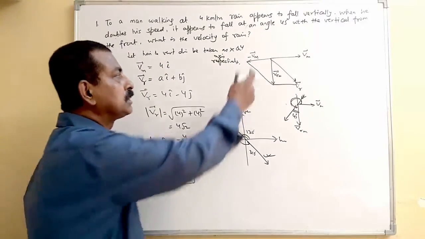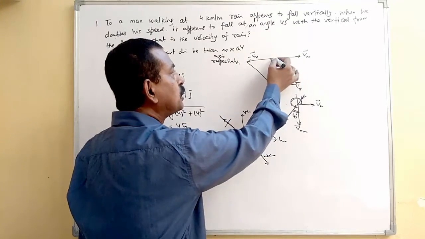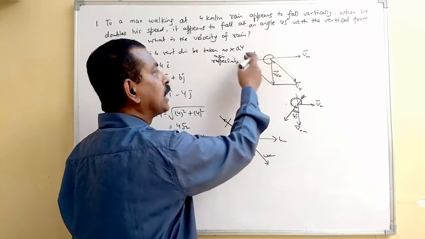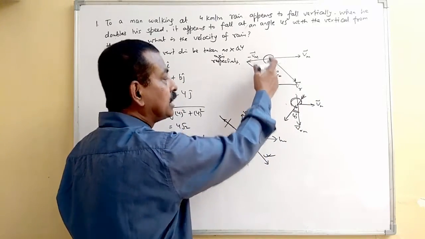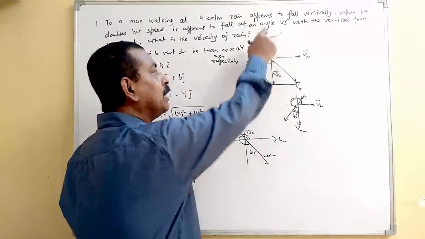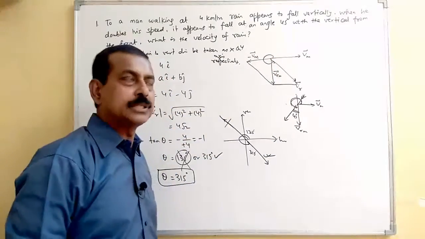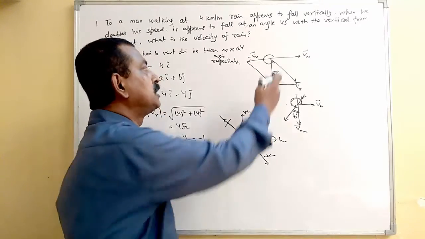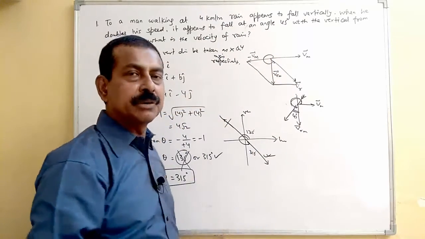So that also we have shown here. If it is falling in this direction, in that case only you can get the resultant relative velocity of rain with respect to man falling vertically if it is moving with a particular speed. If it is in the second quadrant, it is never possible.